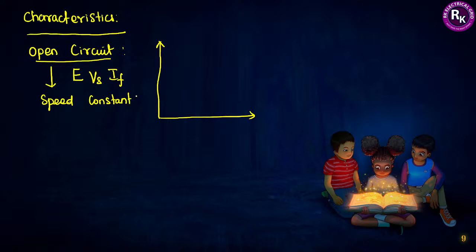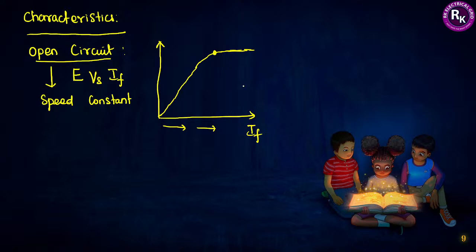We are driving the alternator at a constant speed and drawing the curve between induced voltage and field current. When I am continuously increasing the value of field current, the voltage of the alternator will slowly build up, increasing. After that it will reach its maximum value, then it will get saturated. Clear? So this is called the open circuit characteristics of the alternator.